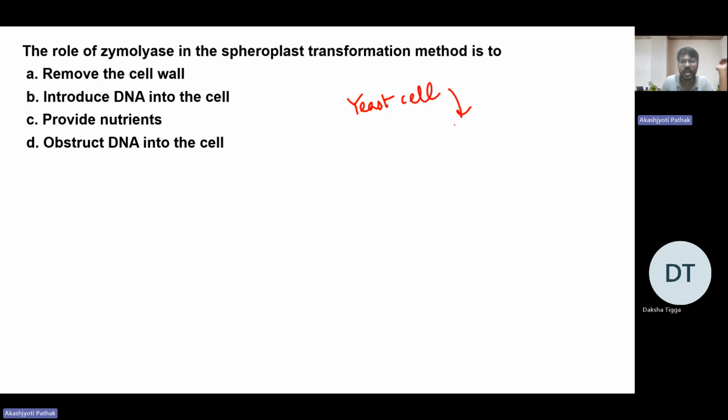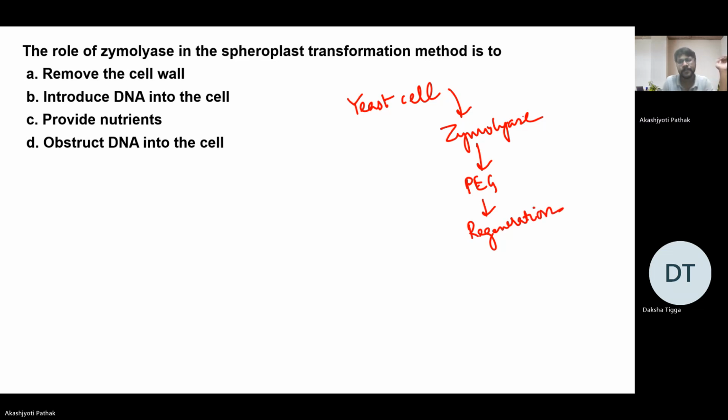It was digested with zymolase. Now once you add the zymolase, then in the next step you add PEG, and in the last step you keep it for regeneration. So if you do not treat it with zymolase, then the DNA will not be uptaken efficiently by the yeast cell. That is why we treat it with zymolase.